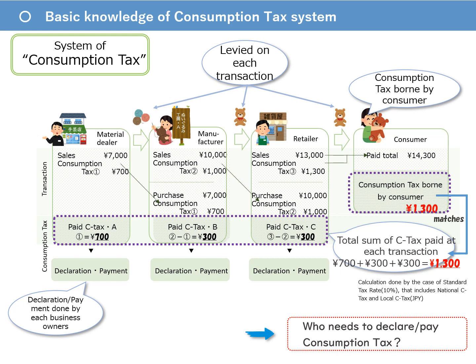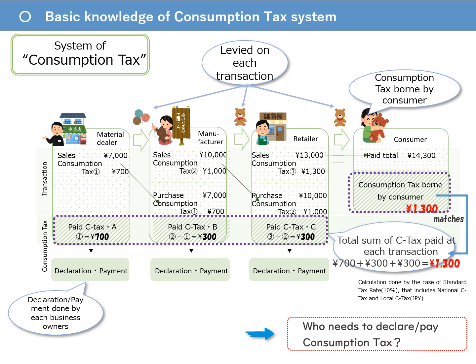In this chart, for example, the retailer received 1,300 yen as consumption tax from a consumer. The amount of 300 yen after deduction of 1,000 yen of consumption tax which the retailer already paid to the manufacturer is all the retailer has to bear. This is how consumption tax goes round. However, not every business has the obligation to declare it. Small-scale business owners are exempted from making consumption tax declaration.